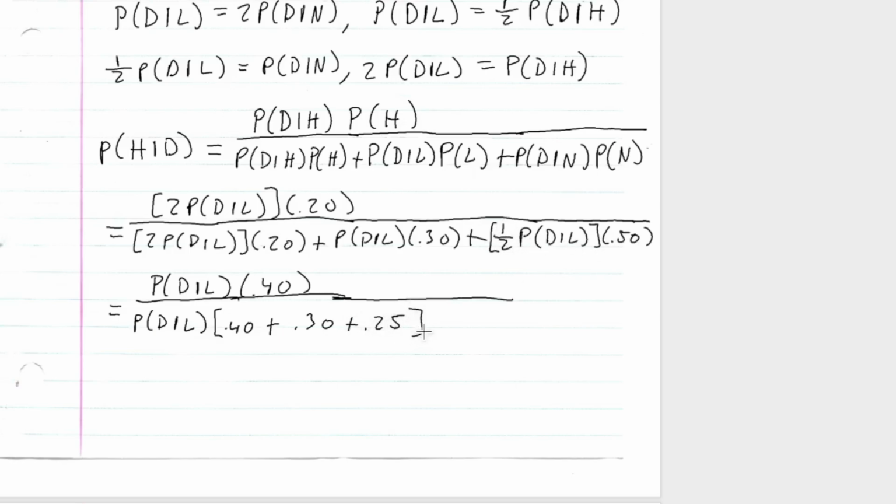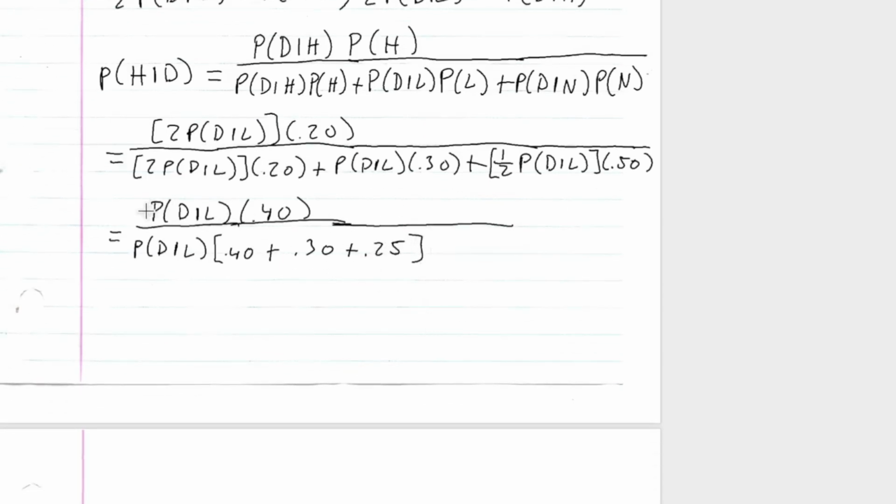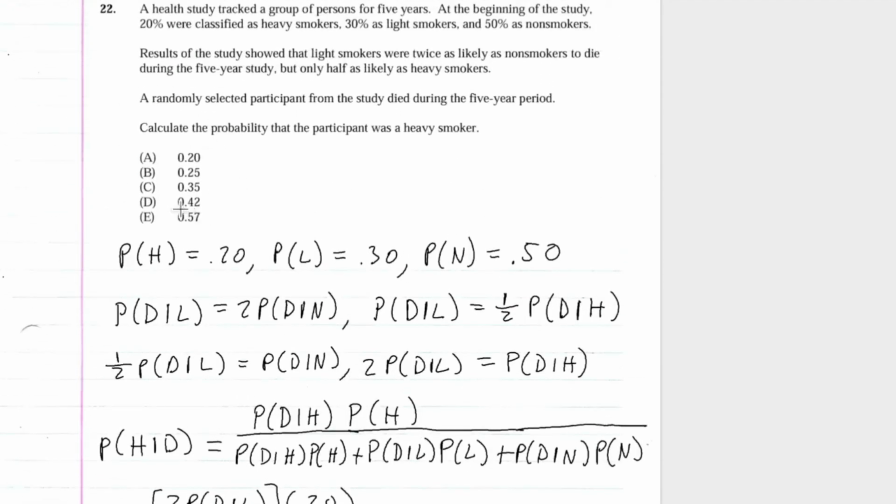And as you can see, I have a factor of the probability of D given L in the numerator and a factor of the probability of D given L in the denominator. So that over that is just 1. So we're left with 0.40 over, so 0.40 plus 0.30 plus 0.25 is 0.95. And this turns to 0.421, which is answer D.